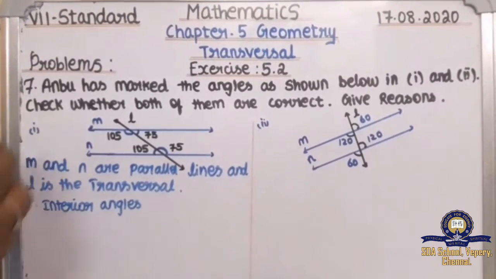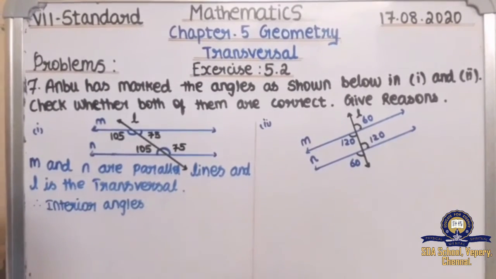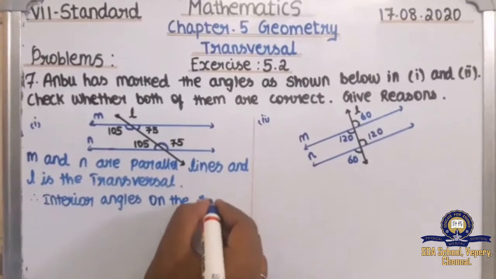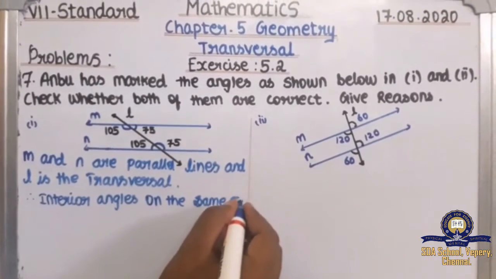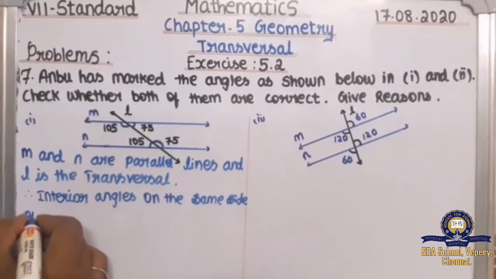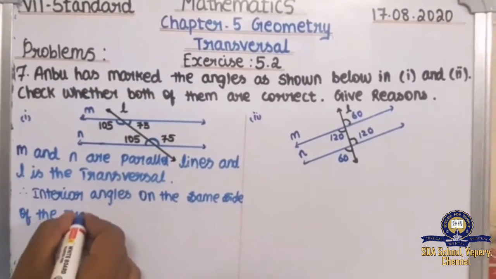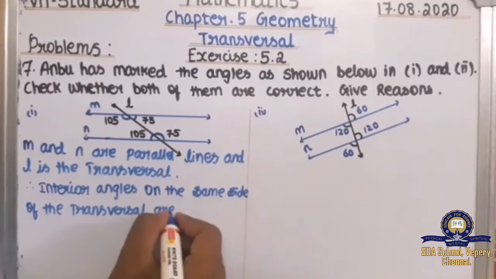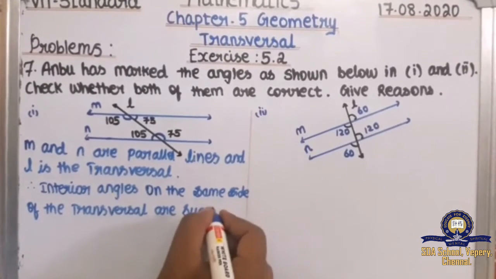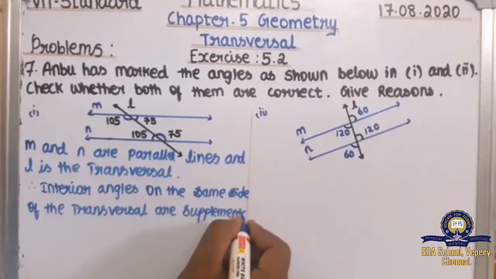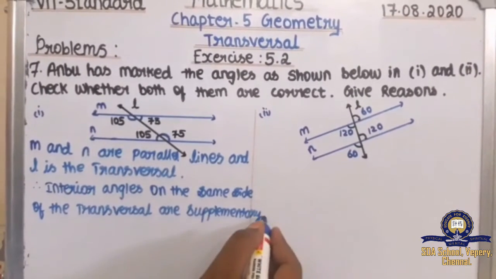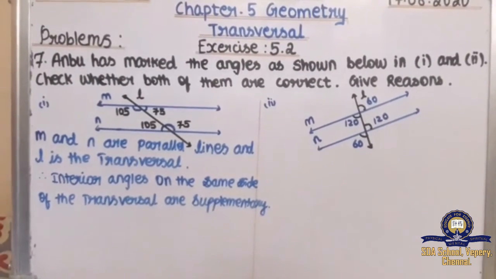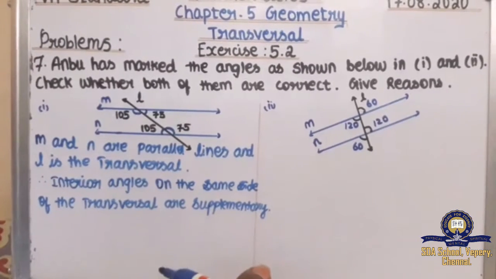the interior angles that lie on the same side of the transversal are supplementary. Therefore, the two angles sum to 180 degrees. Supplementary means it is equal to 180 degrees.